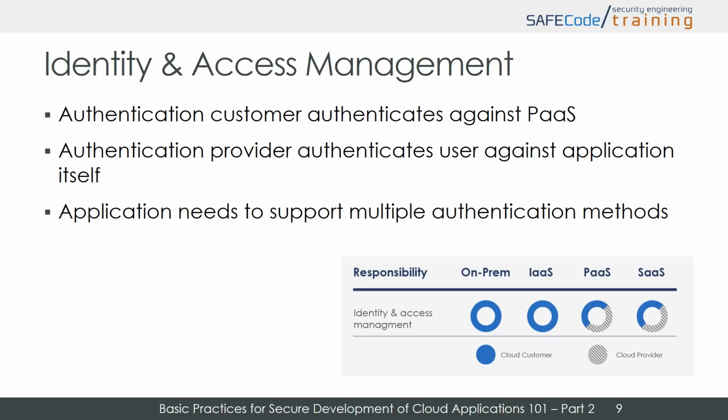Let's continue with identity and access management. It provides users the ability to access and use resources in their environment, and it is the link between the who and the what. There are shared responsibilities in the PaaS and SaaS cloud model when it comes to identity and access management. Authentication methods of a cloud application should be seen from different points of view. On the one hand, the application as an authentication customer authenticates itself against the PaaS to get access to provided services and interfaces. On the other hand, the application as an authentication provider authenticates the user against the application. This means that an application needs to support multiple authentication methods.